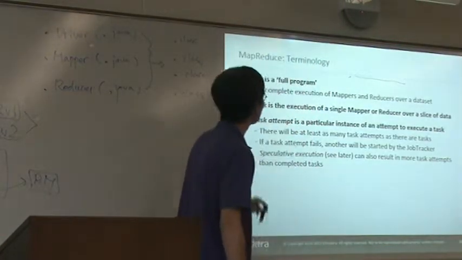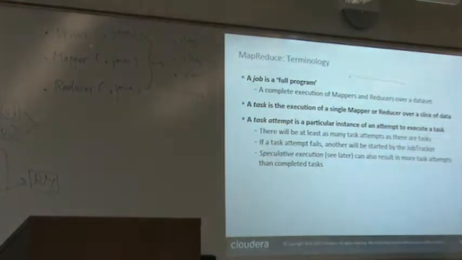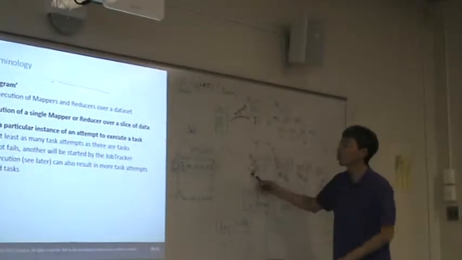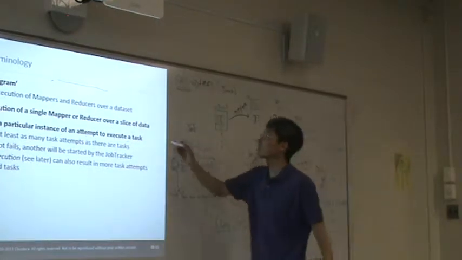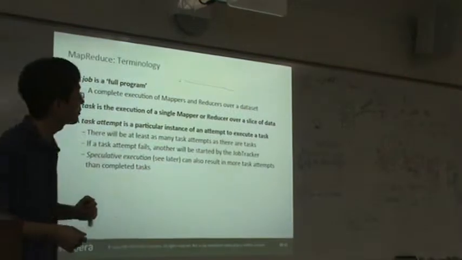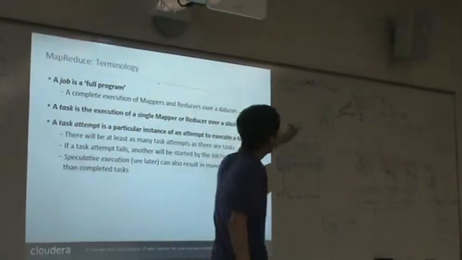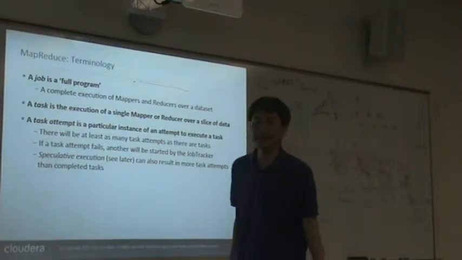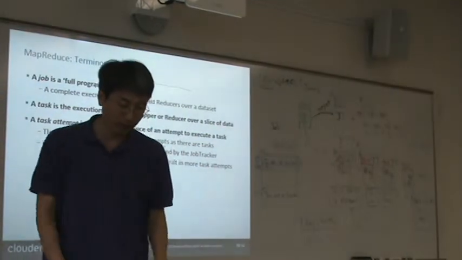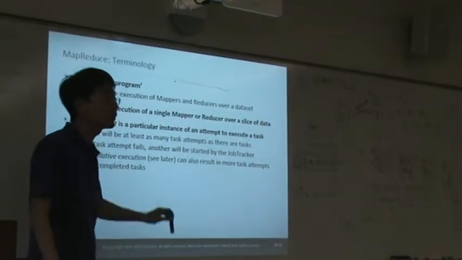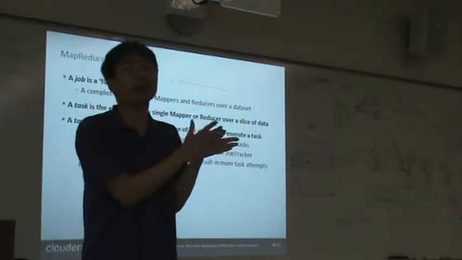So what is a job? A job is the full set of your programming project. The task will be used later. It's a slice of a single mapper or reducer, which means one job has many tasks, and a task includes a mapper or reducer. Also, there is the task attempt. Sometimes one task can fail.